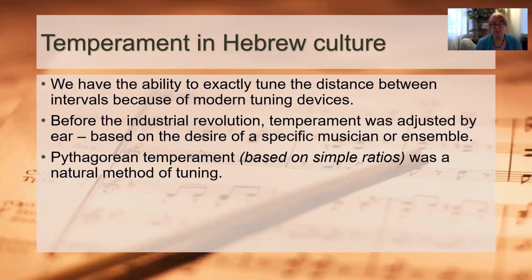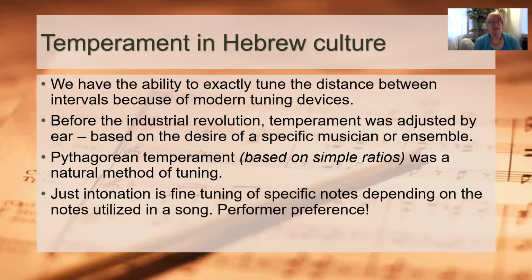That's how they tuned the instruments, and that's how piano tuners do it now. The only difference is our perfect fifths on the piano are like 2 or 3 beats less. So I think they're slightly flat, so that the other notes can be tuned and not sound as horrific. Anyway, just intonation is fine tuning of specific notes depending on the notes utilized in a song, and everything is performer preference.